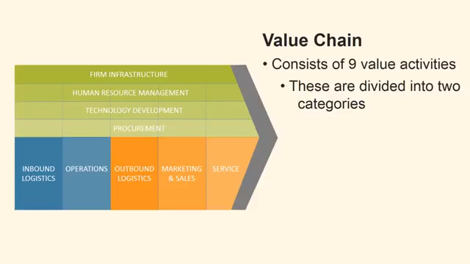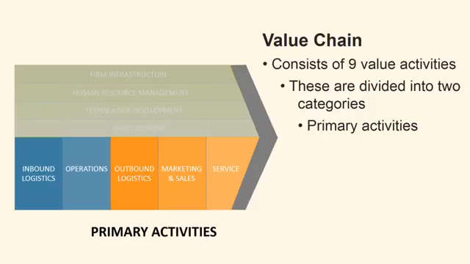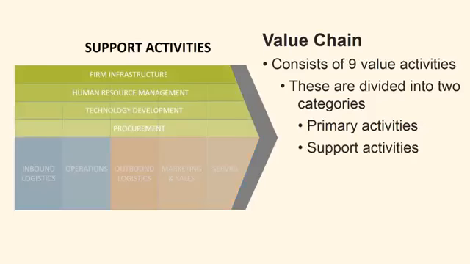The 9 activities are divided into 2 categories. The first is primary activities. These activities include the main activities. All 5 activities are directly involved in the production and selling of the actual product. The second category is support activities. They go across the major activities and aim to coordinate their functions as best as possible with each other.